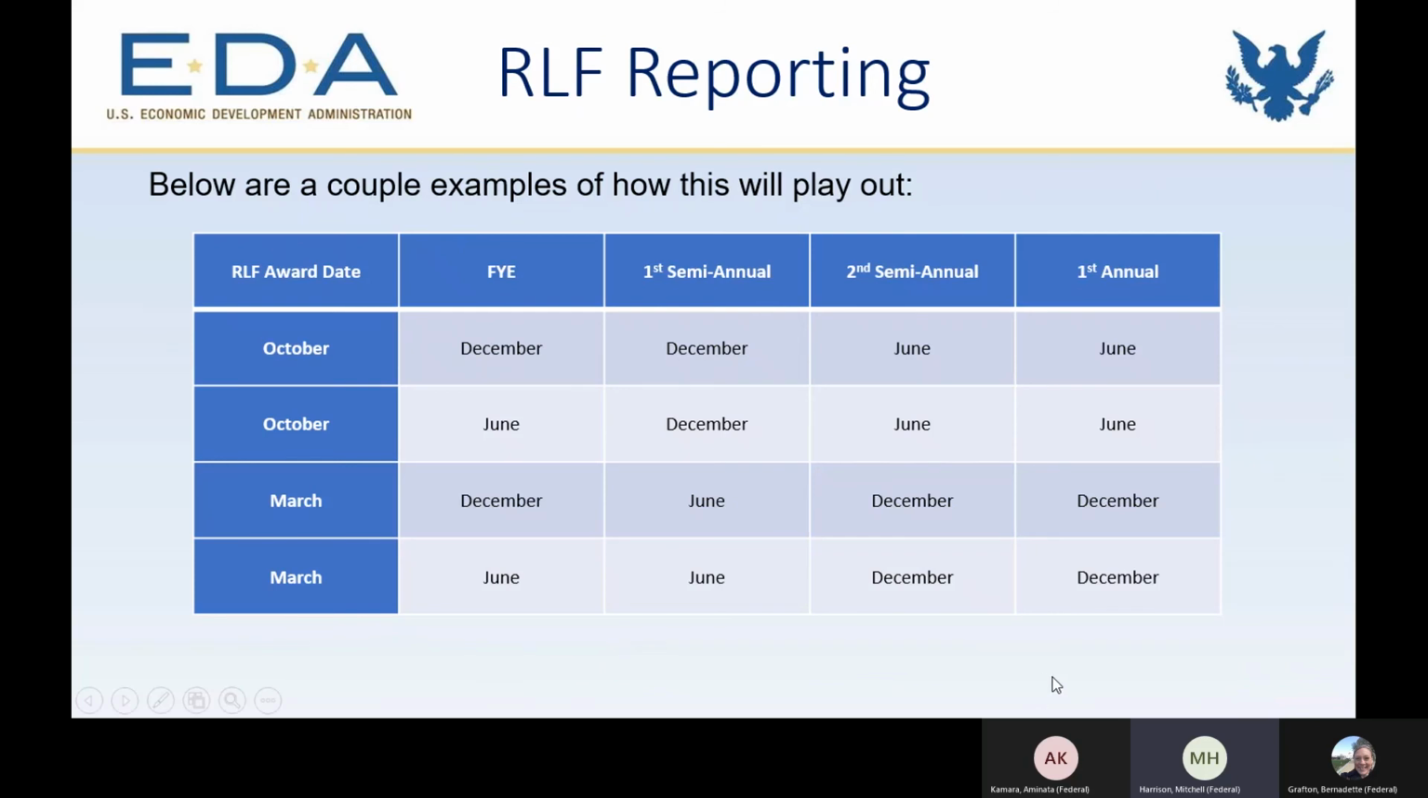So in this last example, an award made in March with a June fiscal year end, first semi-annual report is due in June, second semi-annual report is due in December, which coincides with the mid-year for this RLF. The first annual report, again, Form ED 917, is due for December.